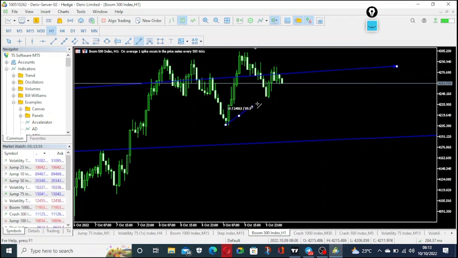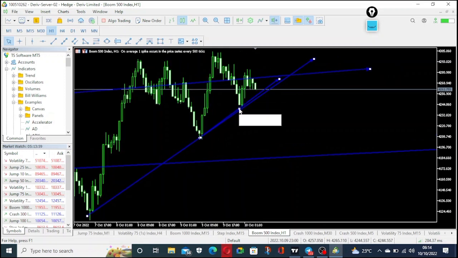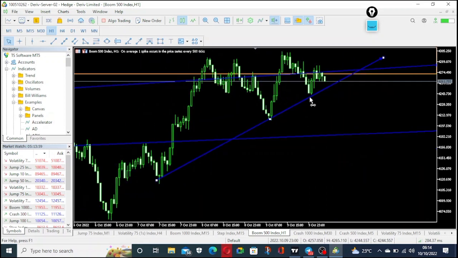Personally, if I'm trading here, I want to see a break of this structure, and it's going to be more scalping than swinging. I will want to see a break of this structure. If there is a break of this structure, then I'm going to short it.